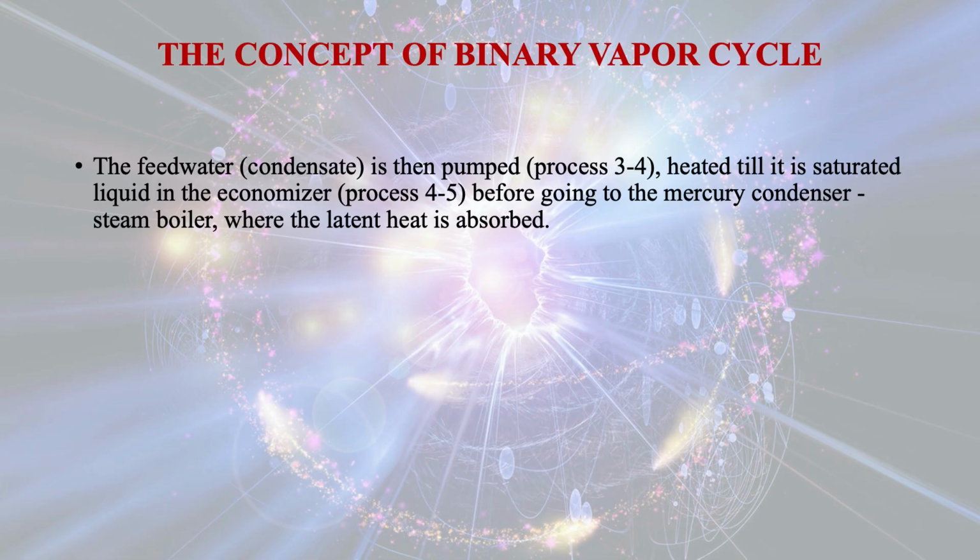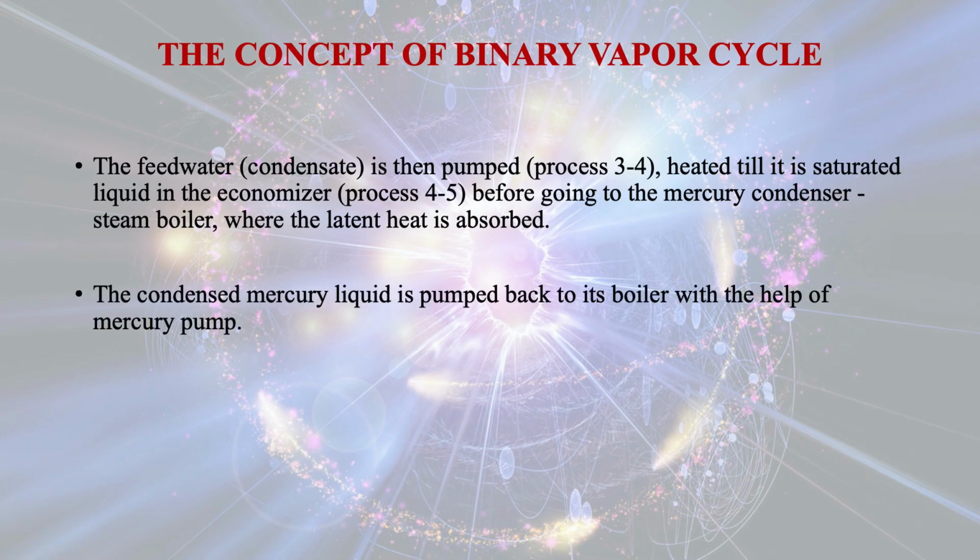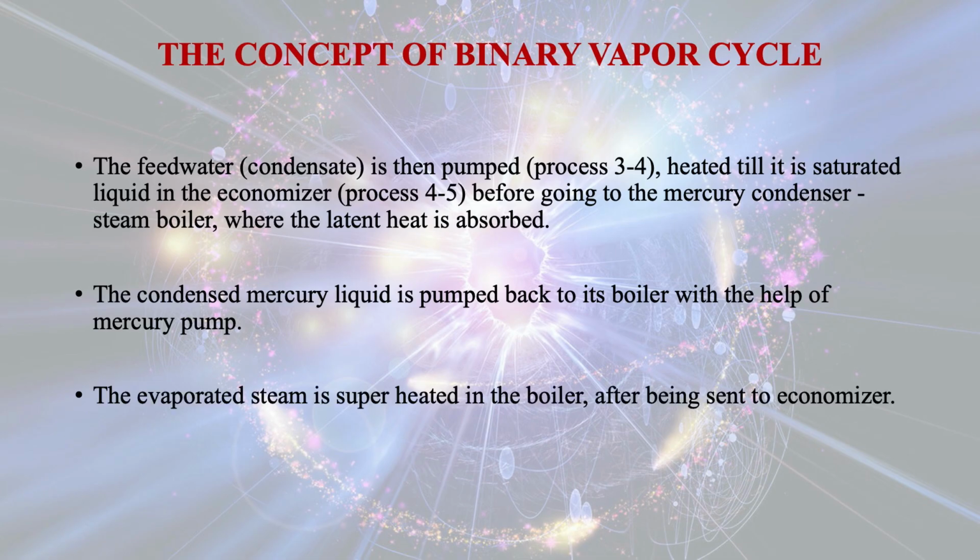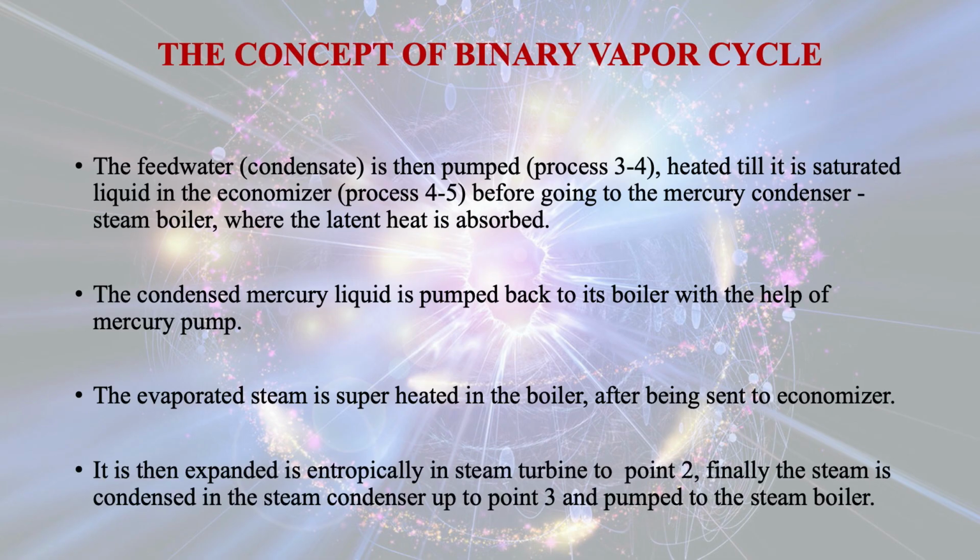mercury condenser steam boiler where the latent heat is absorbed. The condensed mercury liquid is pumped back to its boiler with the help of mercury pump. The evaporated steam is superheated in the boiler after being sent to economizer. It is then expanded isentropically in steam turbine from state 1 to state 2. Finally, the steam is condensed in the steam condenser up to 0.3 and pumped to the steam boiler.